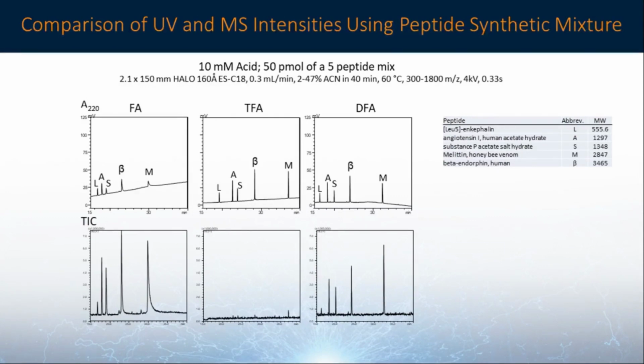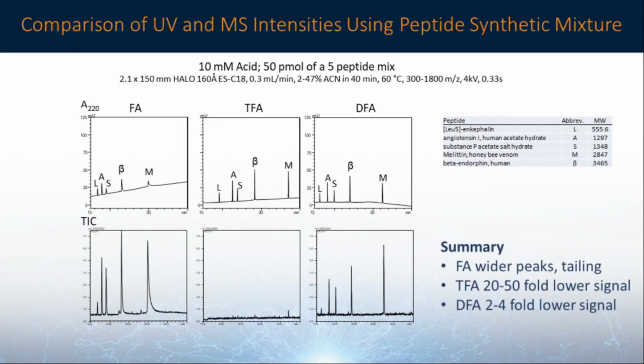In summary, the formic acid gives wider peaks and tailing. TFA gives 20 to 50-fold lower MS signal, and the DFA gives 2 to 4-fold lower MS signal with sharp peak shapes.